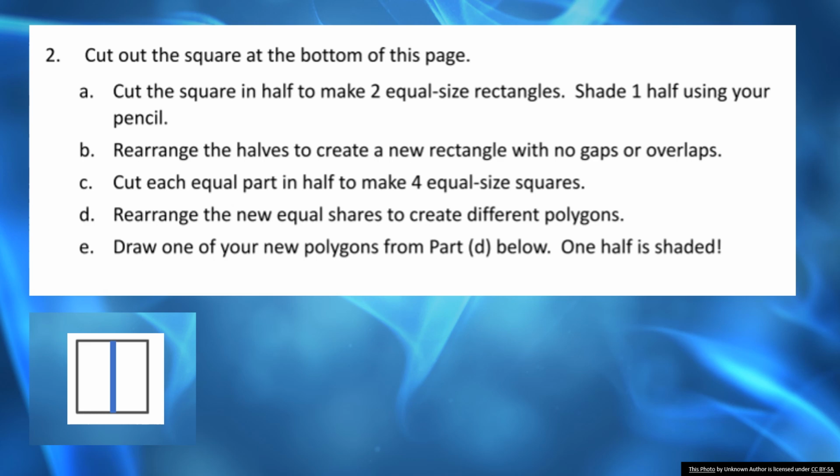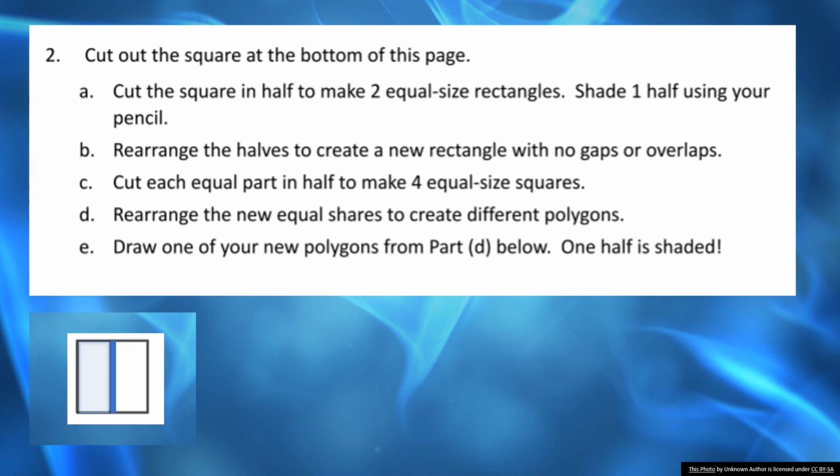So that means you should be cutting it right down the middle, just like that. Now, if you cut it in half, right down the middle, you're going to end up with 2 equal size rectangles. And then you're going to shade 1/2 with your pencil. So if you look at the screen now, I have one side that's shaded a little bit, so really light blue. And we're going to shade it with our pencil.